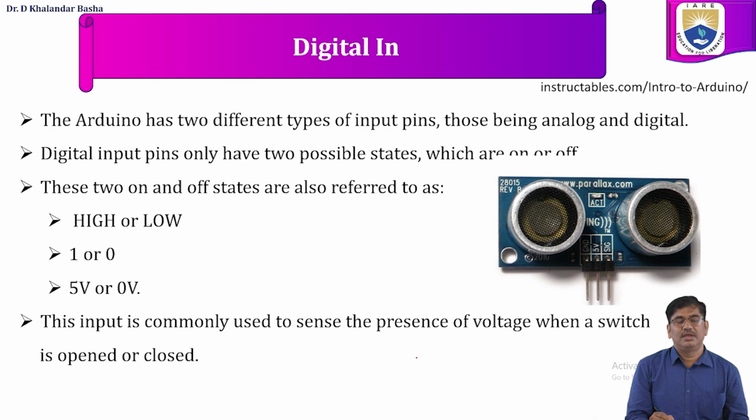So the digital in. The Arduino has two different types of input ports, either analog or digital. The digital inputs have only two possible states, which are on or off. These two states can also be referred to as high or low, 1 or 0. In terms of voltages, logic 1 is 5 volts and logic 0 is 0 volts. This input is commonly used to sense the presence of voltage when a switch is opened or closed.